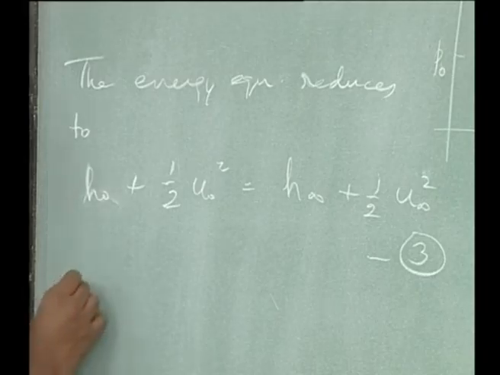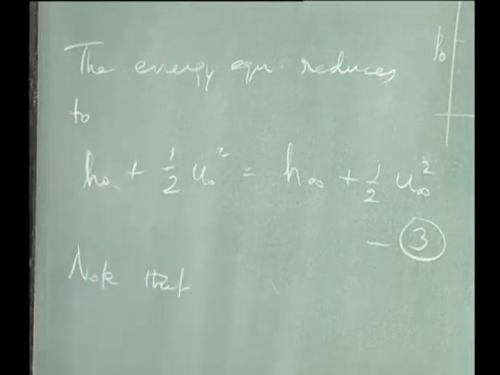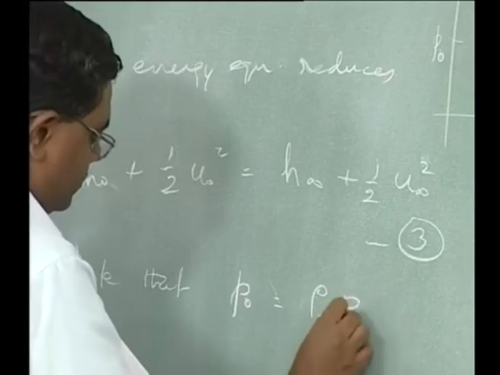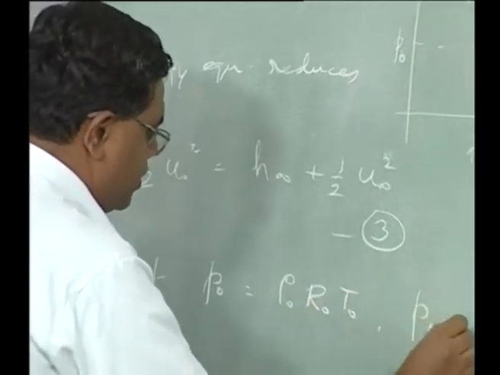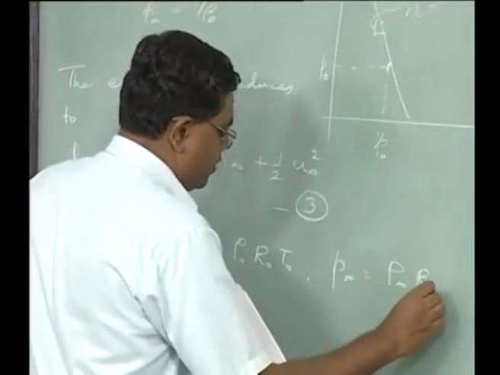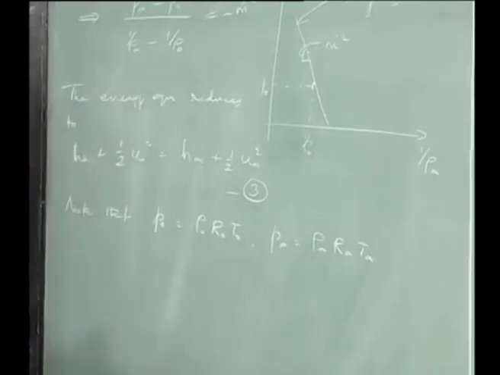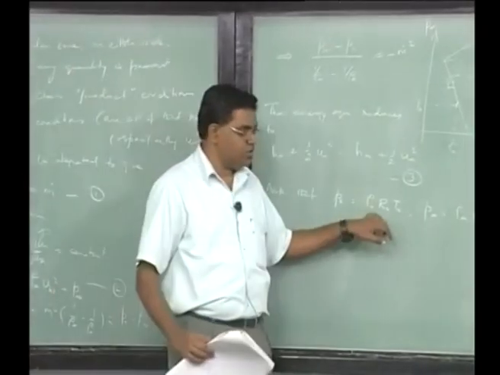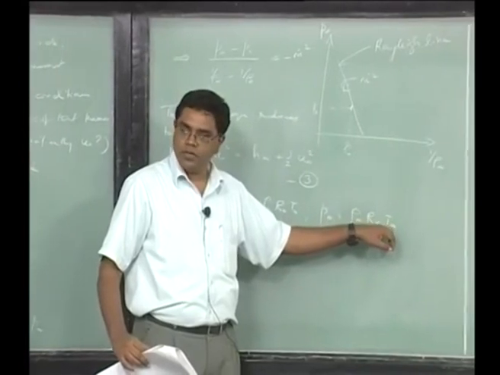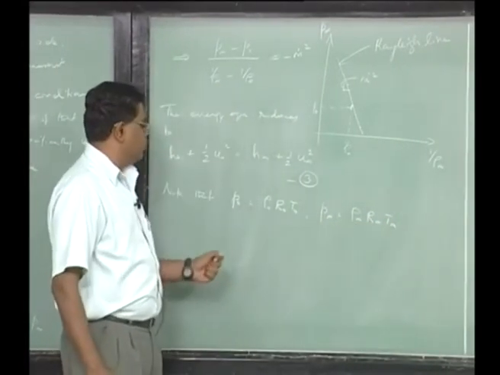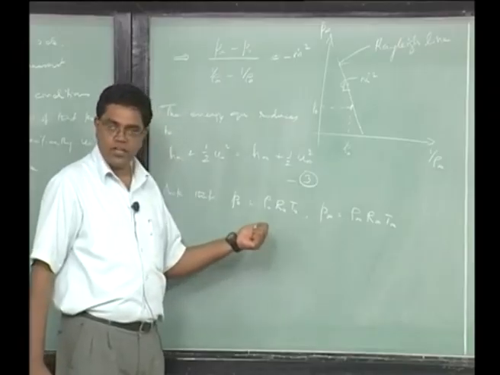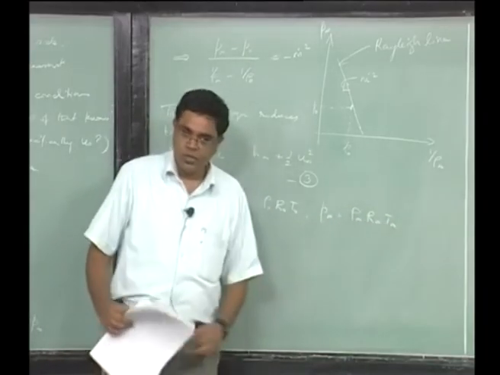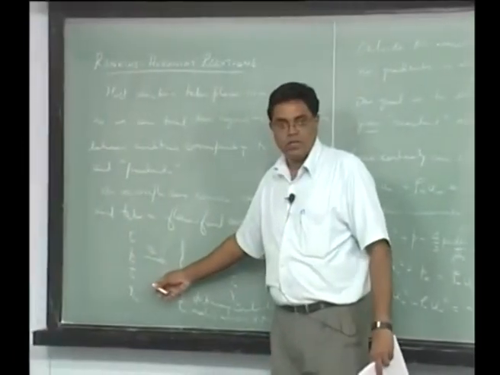So, note that p naught equals rho naught R naught T naught, p infinity equals rho infinity R infinity T infinity. These are specific gas constants, and these are going to be specific to the reactant mixture for R naught and the product mixture for R infinity. Right, so which means we should know the mean molecular weight of the reactants and the mean molecular weight of the products, which means we need to know the composition of the reactants and the composition of the products, which means we know yi naughts, but we have to actually get yi infinity.